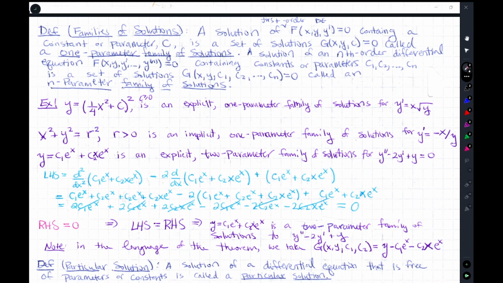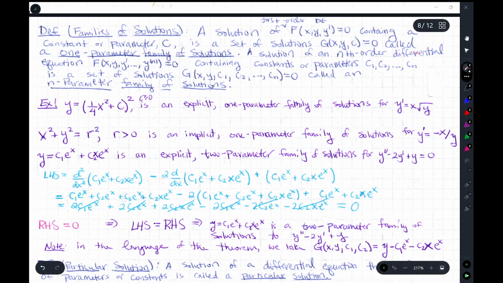So let's look at another important definition, that of families of solutions. A solution of a first-order differential equation, written implicitly this way, containing a constant or a parameter, C, is a set of solutions, g(x, y, c) equals 0, called a one-parameter family of solutions. Okay, so this language doesn't seem so foreign thanks to the previous examples that we've done.